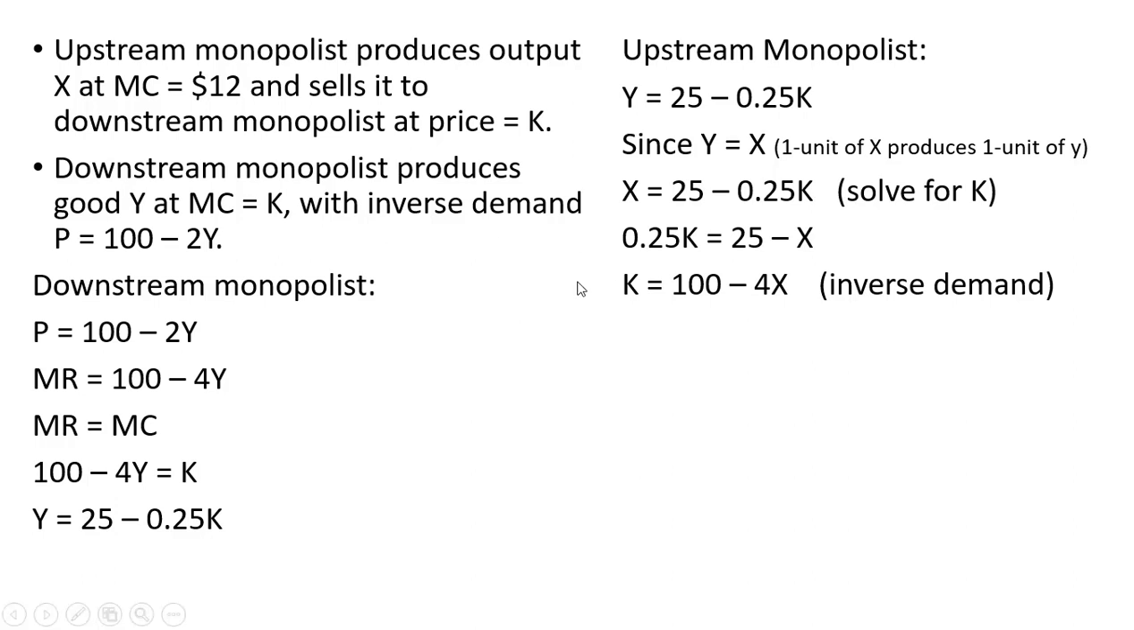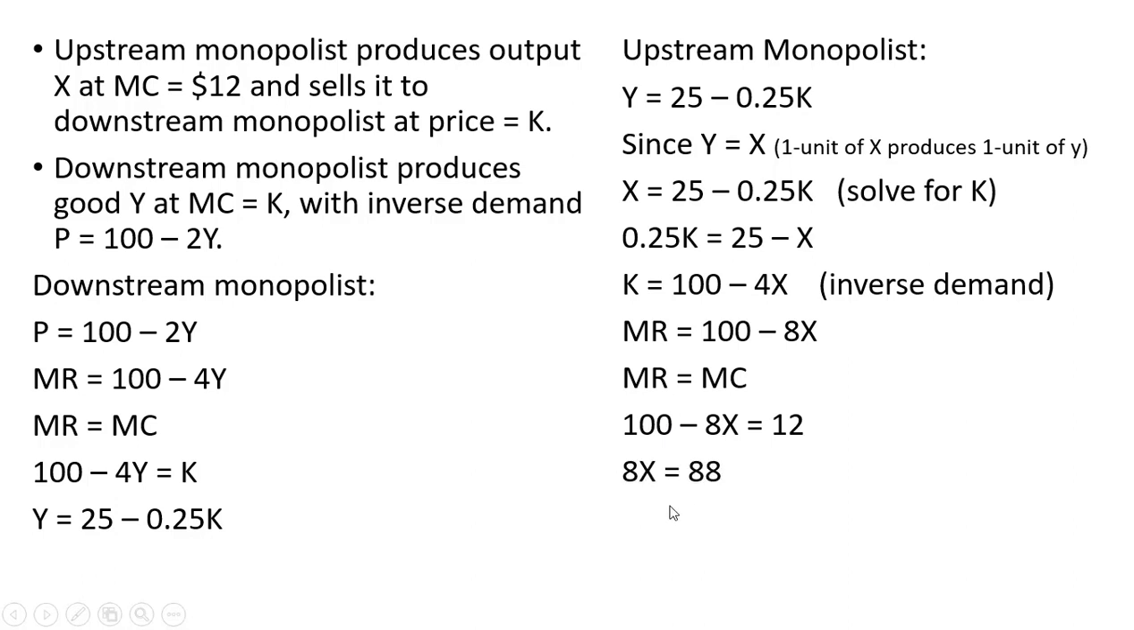What we want to do here is get the marginal revenue. So marginal revenue is the inverse demand with a slope that is twice as steep, so 100 minus 8X. We're going to set this marginal revenue equal to marginal cost, which is assuming $12 here. And now we're going to solve for X. So 100 minus 12 is 88, and X will equal 11.